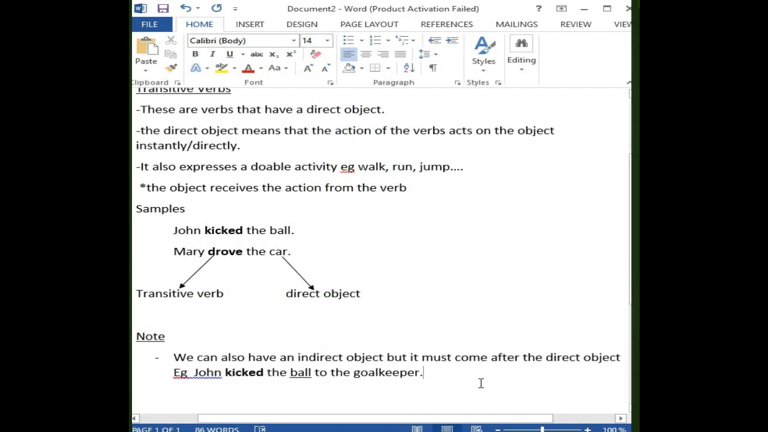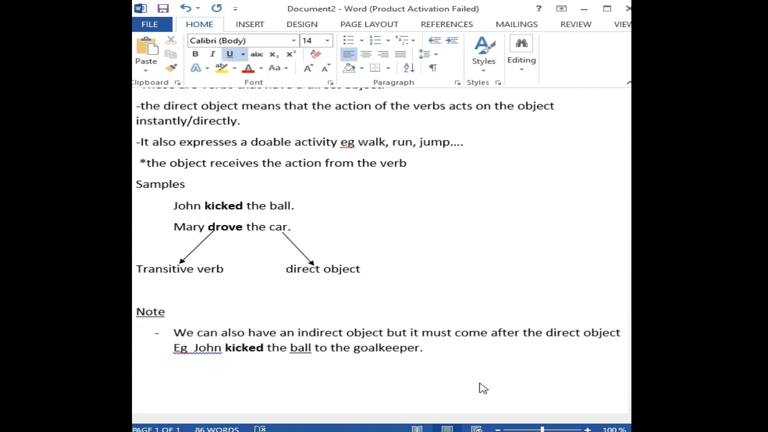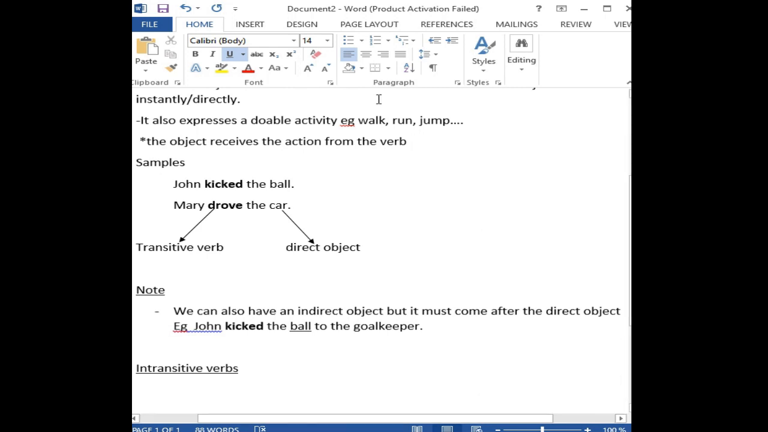Let's move on to the intransitive verbs. These ones are not very complex. I'm sure you'll get them very fast. Intransitive verbs. The trick of transitive and intransitive verbs is to just know that transitive verbs take direct objects. Intransitive verbs have indirect objects. So that's the first thing that we write.